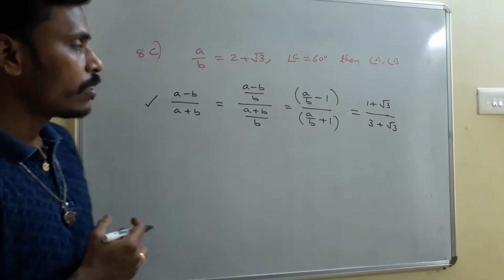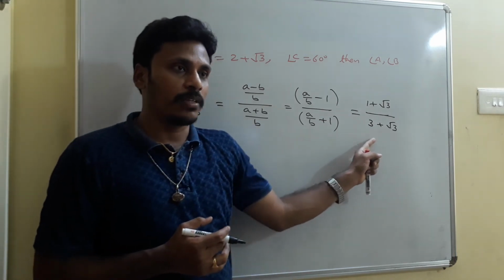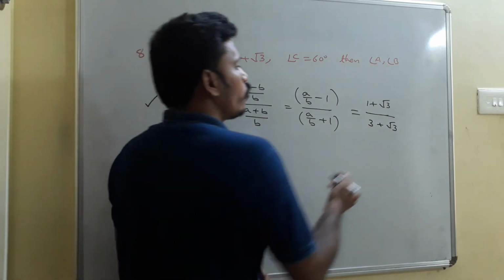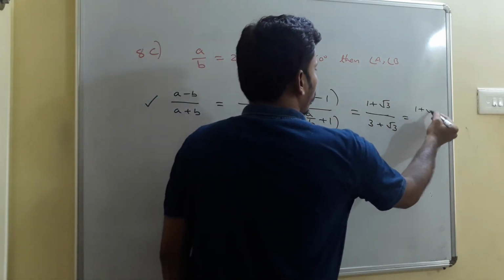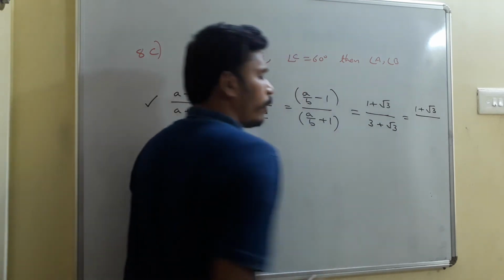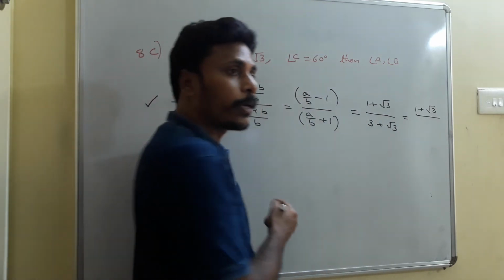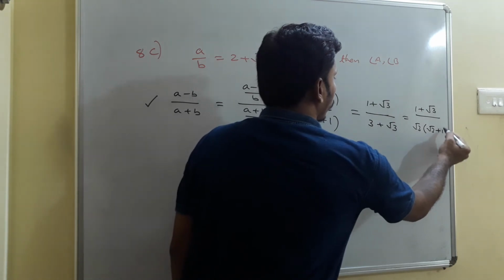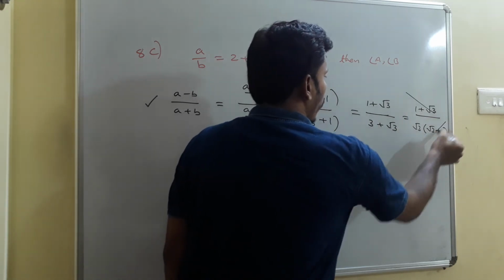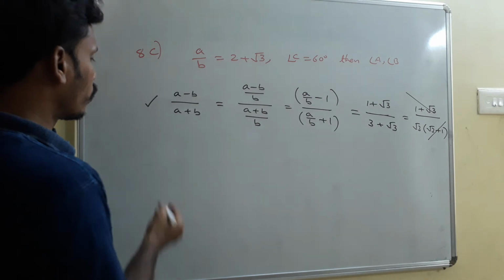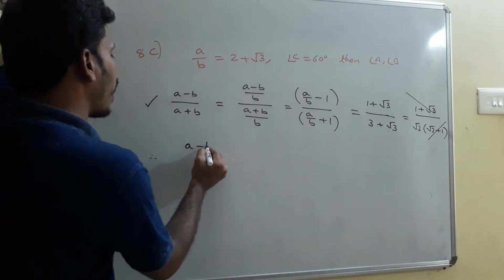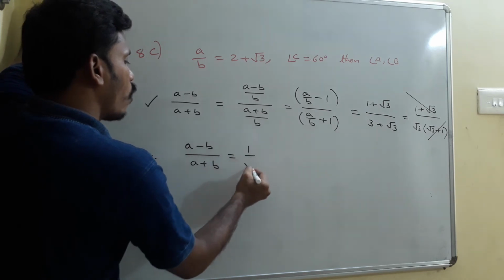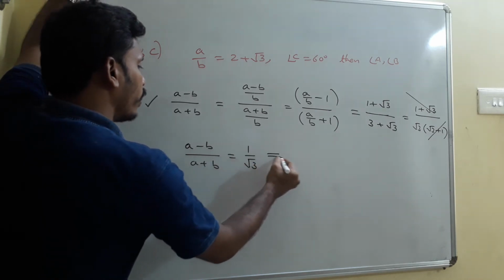Just have a look. From the denominator 3 plus root 3, there is a chance to common out root 3. So you will write it like this: (1 plus root 3) divided by 3 plus root 3. You just pick out root 3, so root 3 times (root 3 plus 1). So this 1 plus root 3 and 1 plus root 3 get cancelled. Therefore, with this simplification, I have that (A minus B) by (A plus B) is equal to 1 by root 3. Very clear.